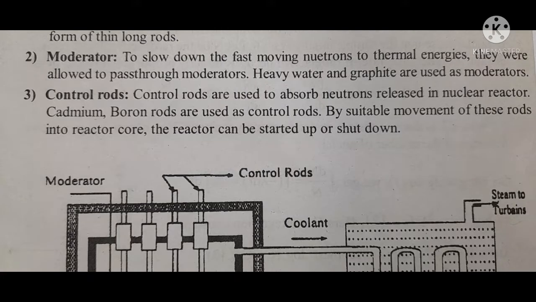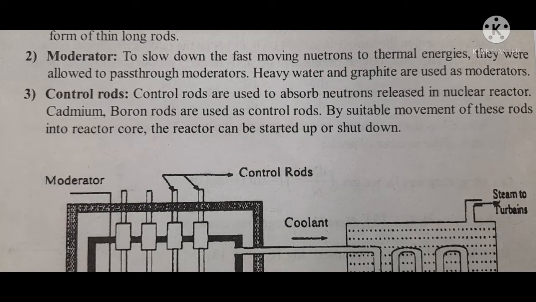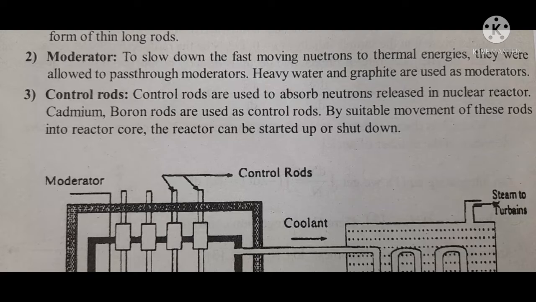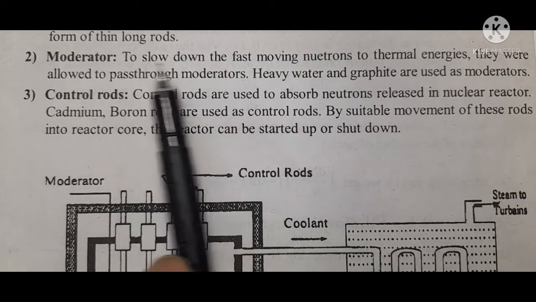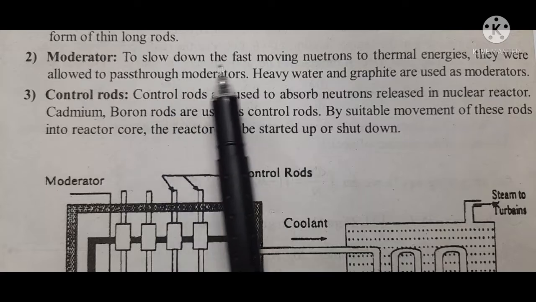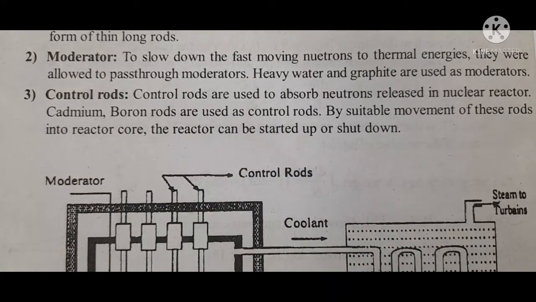When the chain reaction is going on, all of a sudden we may be unable to control it. First of all, you have to slow down the chain reaction and then control it. For slow down purpose, the moderator is used. So we can say that to slow down the fast moving neutrons, a moderator is used. Graphite and heavy water are the best examples.